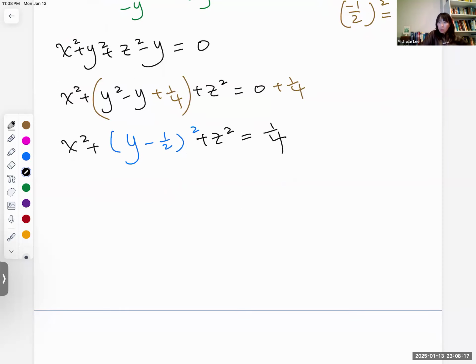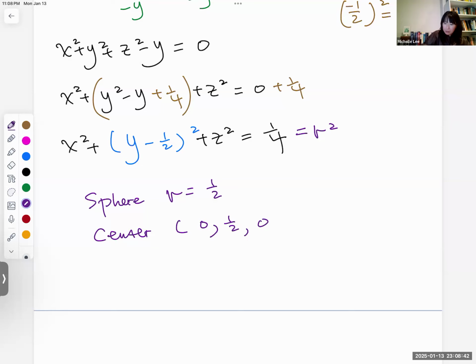Okay, so that will be r squared, right? So it's also a sphere. Sphere and r equal to 1/2, right? And the center is 0, 1/2, 0. Yeah, make sense?